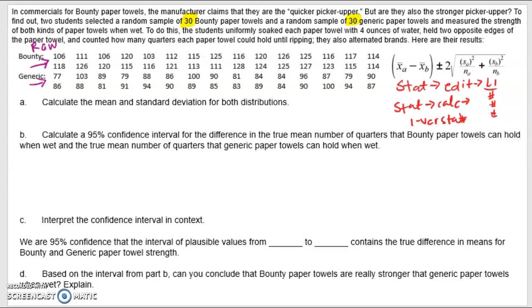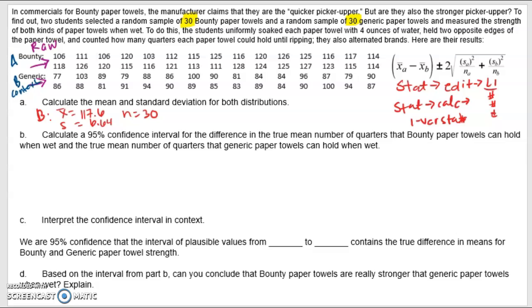I already went ahead and did that, so I put all 30 numbers into L1 for Bounty, and I found that for Bounty, the average is 117.6. The standard deviation is 6.64. And we already know that the sample size is 30. We want to see if Bounty is stronger, meaning does it hold more quarters? So I'm going to choose Bounty to be context A and generic to be context B. That's kind of confusing because I wrote B here, but B stands for Bounty.